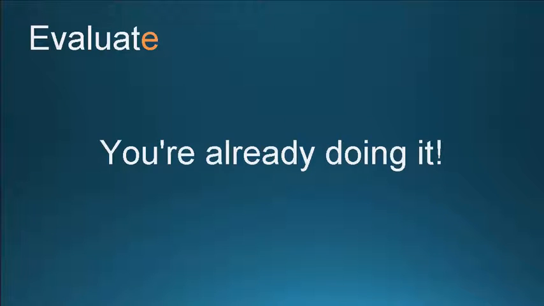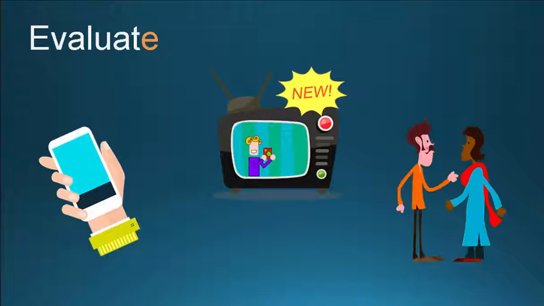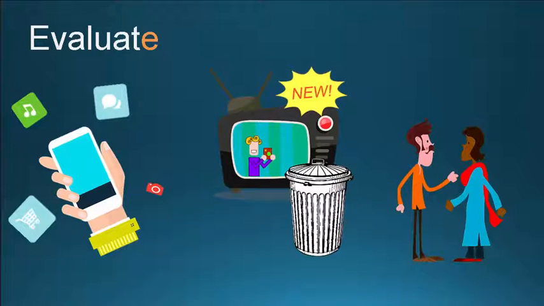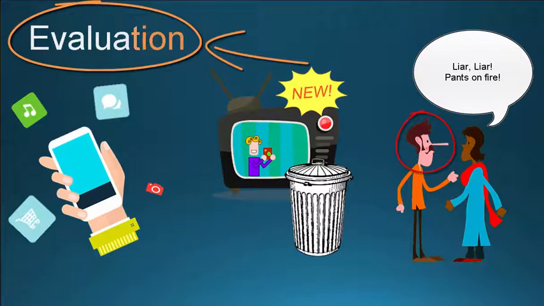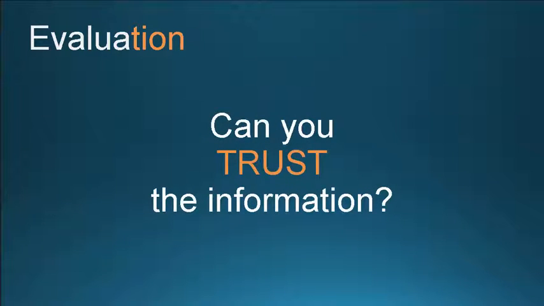In fact, you're probably already evaluating a lot of things without even thinking about it. For instance, when buying a new phone, watching an advertisement, or talking to friends, you might be thinking about the phone's neat features, if the product in the ad looks cheap, or that your friend sometimes exaggerates. This is evaluation, thinking critically about something in order to decide if it can be trusted.